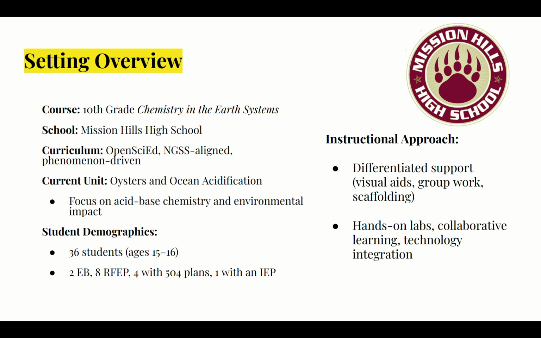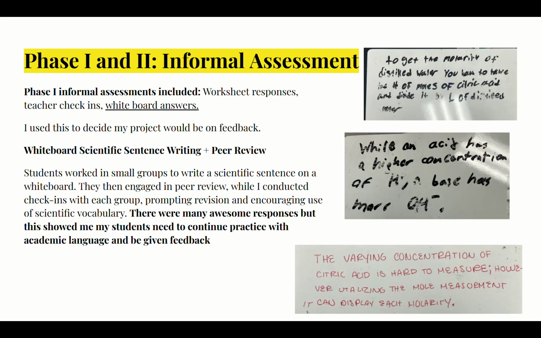The student demographics: I have 36 students in the class that I use for my action research and the student examples that I will show. Ages 15 to 16, 2 EBs, 8 RFEPs, with 4 504s and 1 IEP. The instructional approach we have is differentiated support, so different visual aids, scaffolding, group work, hands-on labs, collaborative learning, and technology integration. That's all built into our curriculum and built into our class. That really helps our EL students and students with IEPs and 504s be successful, and all of our students in the class. So I really like that approach.